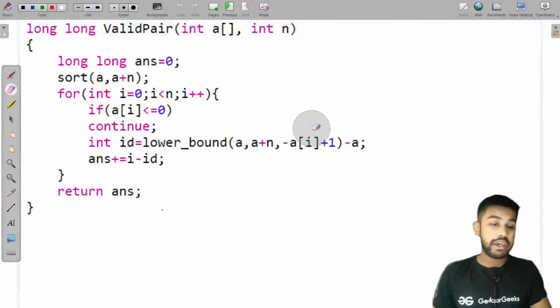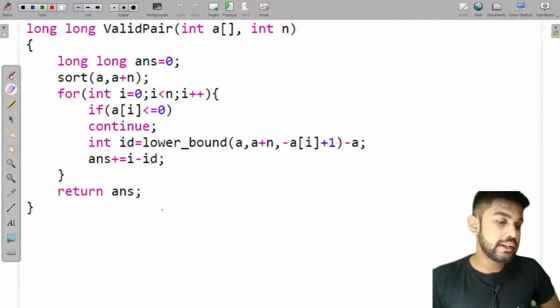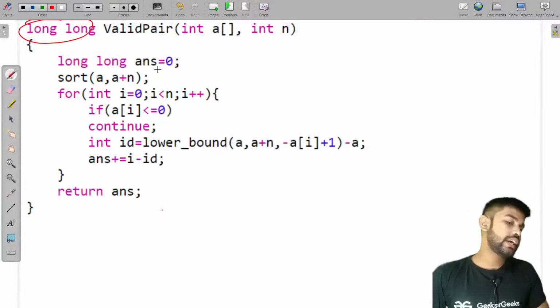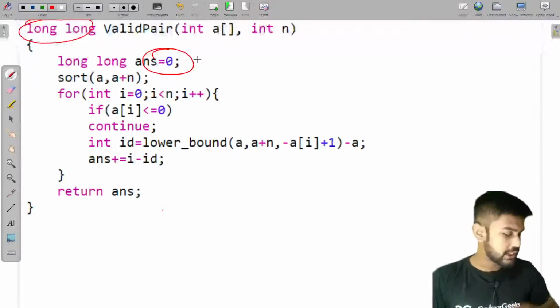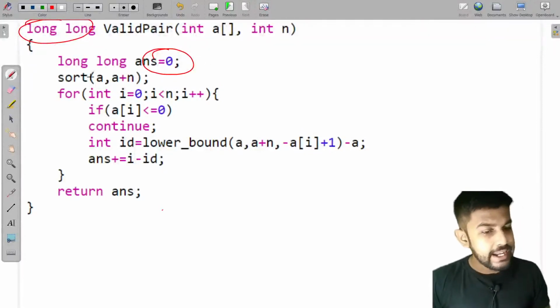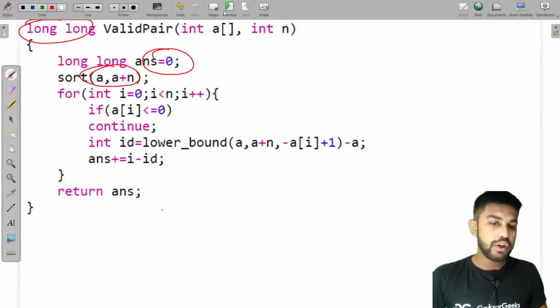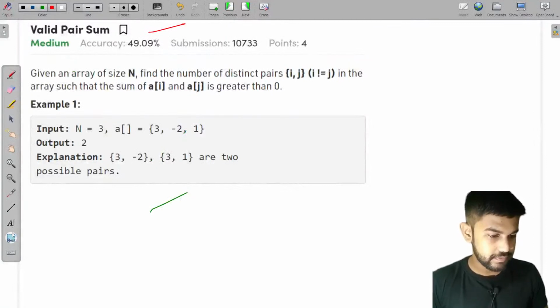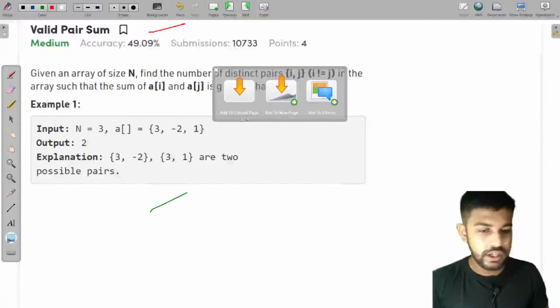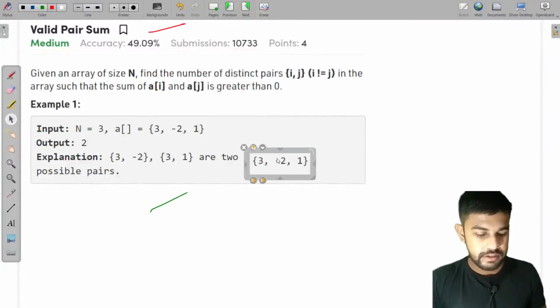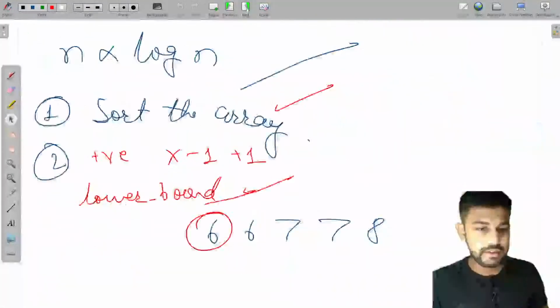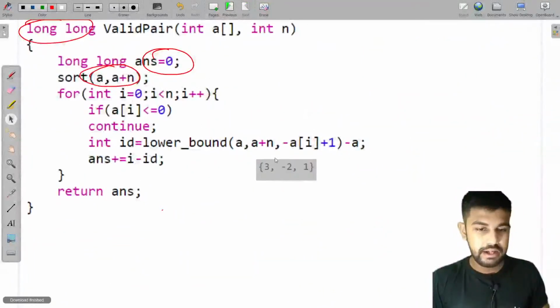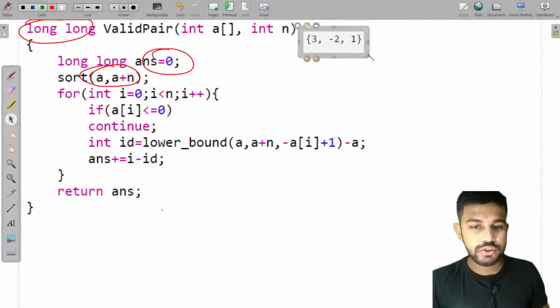Let me do it. So we need to return a long. So we would initialize a long answer with 0, because initially the value would be 0. And next we would be searching the value. So let me copy paste this, and I would be able to explain it much more easily. Okay, just try to solve this value.